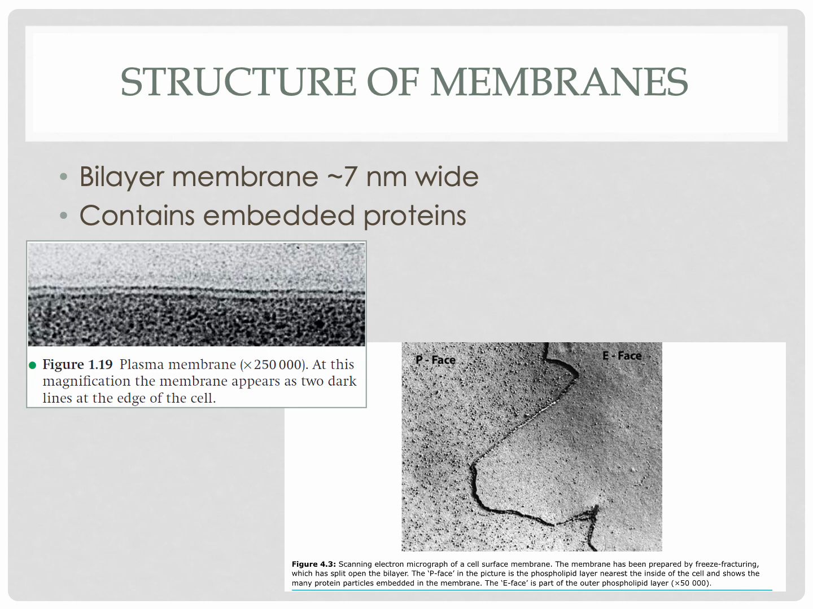The bilayer membrane is about 7 nanometers wide. It contains proteins embedded within that. When you look at a high magnification, 250,000 magnification for the membrane, it's going to appear as 2 dark lines at the edge of a cell. These are the 2 dark lines. Remember, the membrane also contains proteins. These proteins can be seen in certain electron micrographs, which is what you're seeing in the second image, the proteins that are embedded.